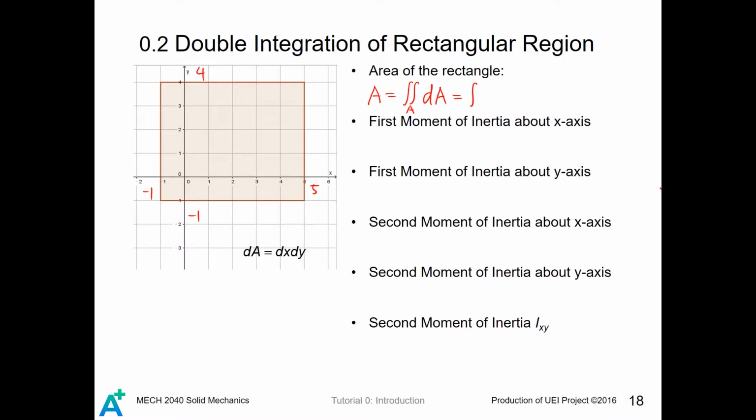Therefore, the area of the rectangle equals the integral from -1 to 4, integral from -1 to 5, and nothing inside means 1, okay? So we often ignore it. For -1 to 5, it is talking about dx, and for -1 to 4, it is talking about dy. The result will become 30, which is significant.